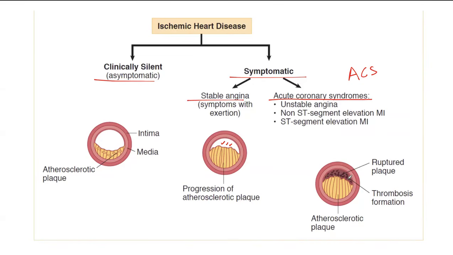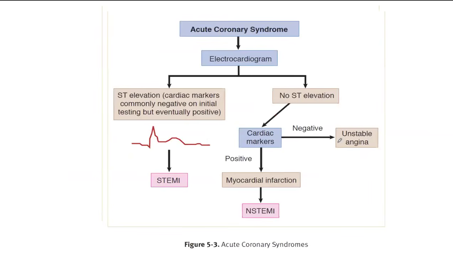In acute coronary syndrome, the plaque can get ruptured and it can completely block the coronary artery. That's why the pain can last for a longer time. And we divide the acute coronary syndrome into unstable angina, non-ST elevated MI, and ST elevated MI. So how do we differentiate all of this? First, you do the ECG. If ECG shows ST elevation, that's quite easy. It's a ST elevated MI.